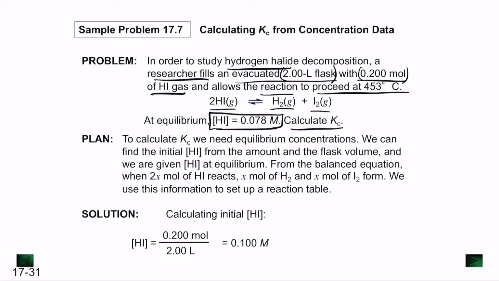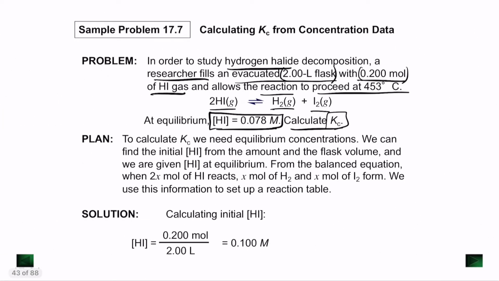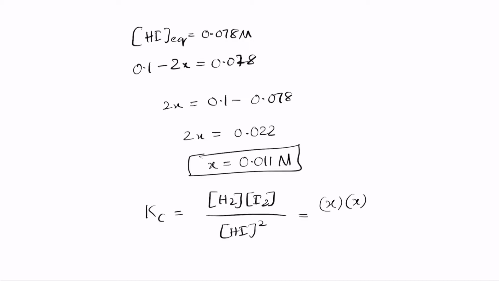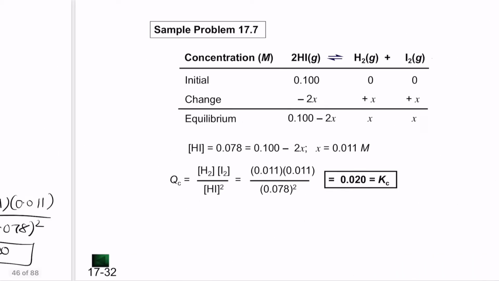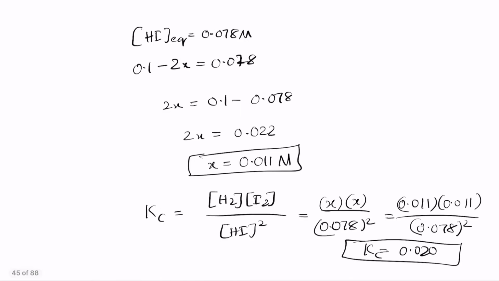Now let's consider the final value. Then we need Kc. So we know the formula for Kc is going to be taking the equation. So from the equation, it's the product concentration over the reactant concentration. So product concentration is H2 times I2 divided by HI squared. H2 is x times x, over HI squared, which is 0.078 squared. So x we have already found out, which is 0.011 times 0.011 over 0.078 squared. So the final value becomes 0.020. So this is the value for Kc, the equilibrium constant for concentration. So this is how you determine the value for Kc.